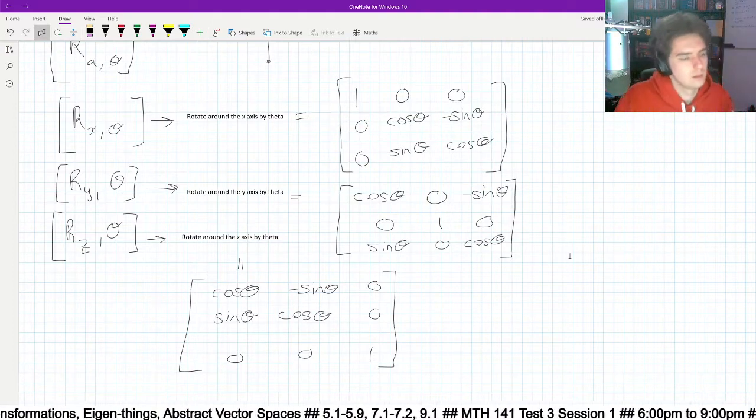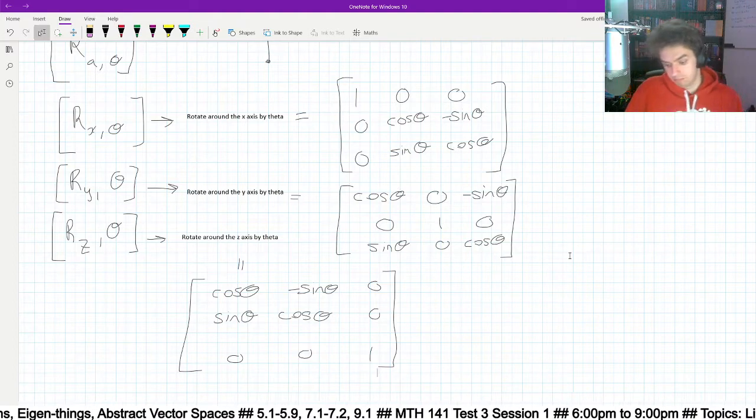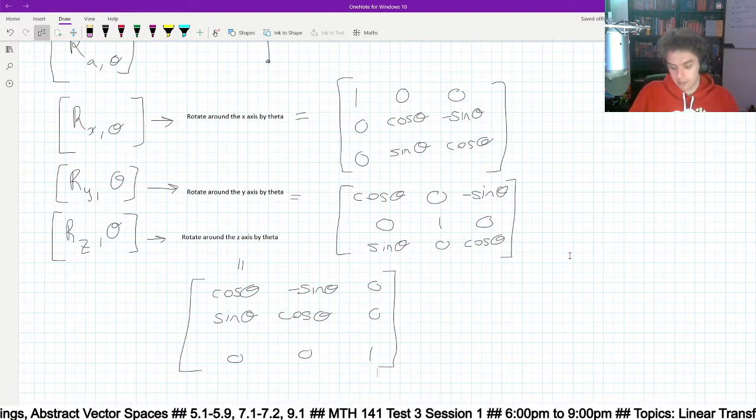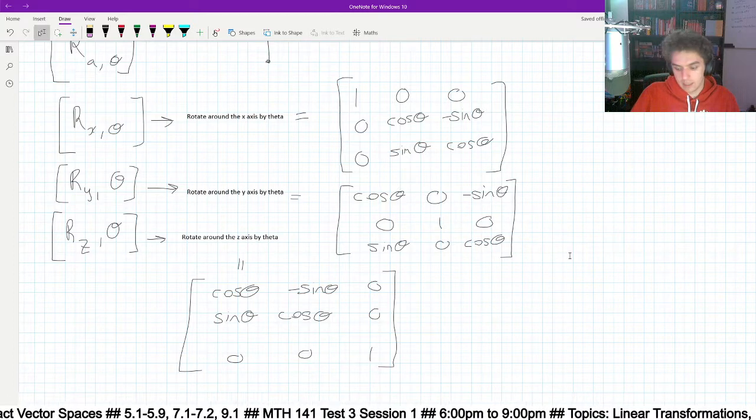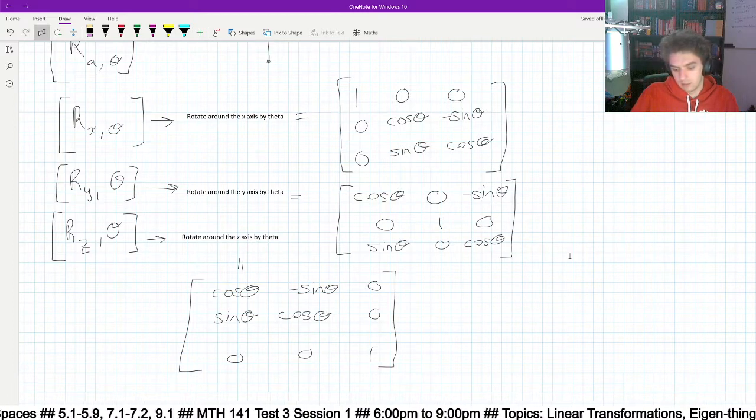So are we just supposed to memorize this, or how would we use this on a test? I don't know. Yeah, if they ask you to do it, then I guess they expect you to memorize it if you're not allowed to use the notes. If they ask you to do this, right?